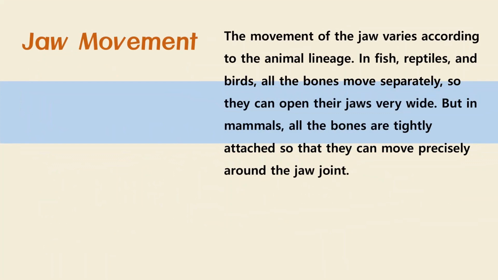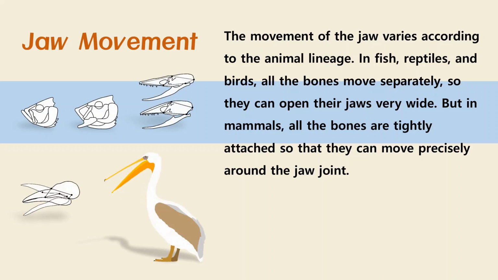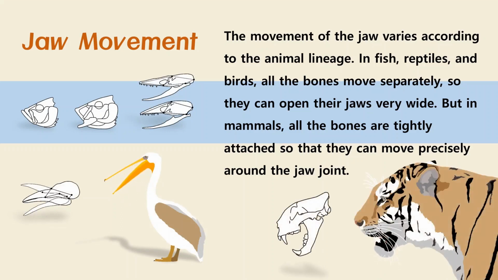Jaw movement. The movement of the jaw varies according to the animal lineage. In fish, reptiles, and birds, all the bones move separately, so they can open their jaws very wide. But in mammals, all the bones are tightly attached so that they can move precisely around the jaw joint.